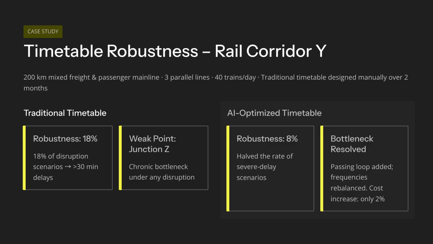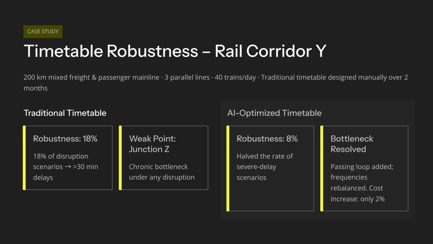Step 4. The AI recommended changes. Add a passing loop at the bottleneck. Shift one service earlier. Reduce frequency on one route. The timetable was redesigned accordingly and put through simulation again. Step 5. The final timetable: only 8% of simulated scenarios resulted in delays of more than 30 minutes, and the cost increase compared to the original was less than 2%. Significantly more robust, almost no additional cost.